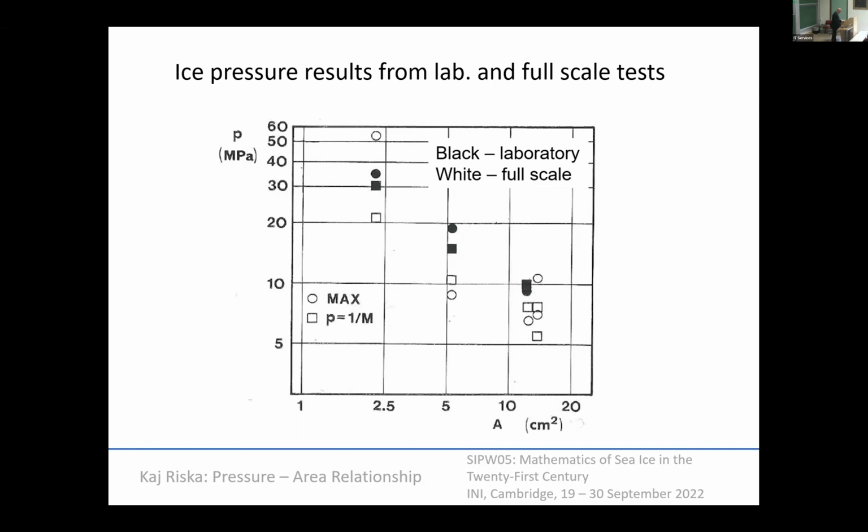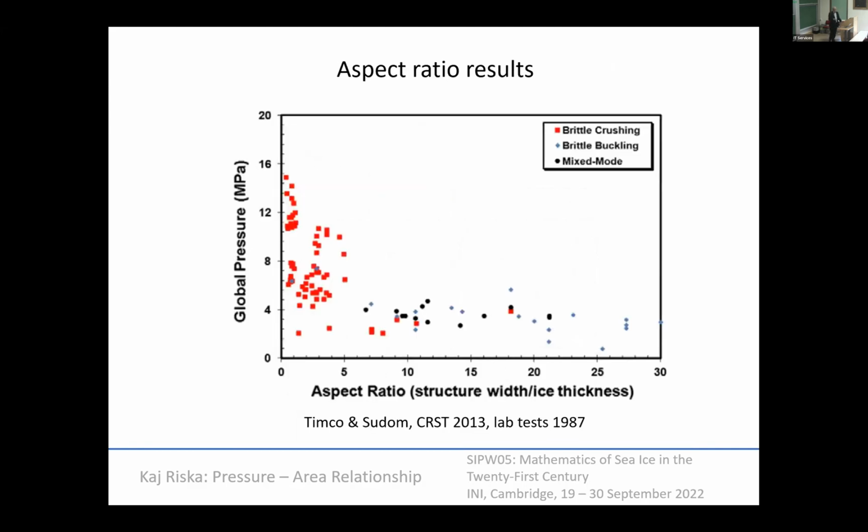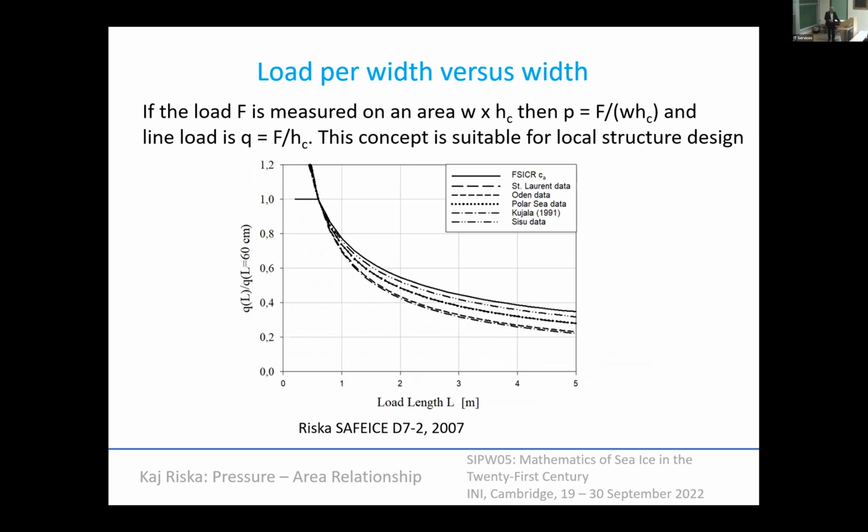A bit surprising that. Anyway, then people had done aspect ratio results. This is from the Canadian National Research Council, again, Gary and Surom, and they have a similar effect of pressure versus aspect ratio, width versus height. And for ship purposes, people would rather describe not the pressure, but the force divided. This is the pressure, but then line load is force divided by load height, because that is a better quantity for design purposes.